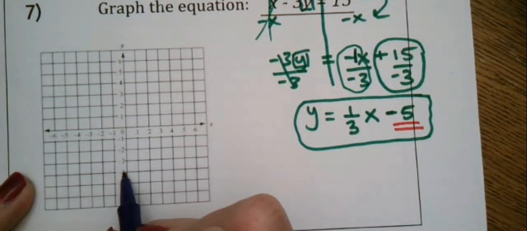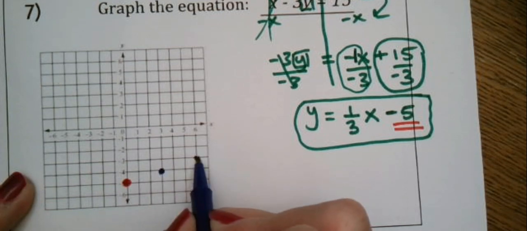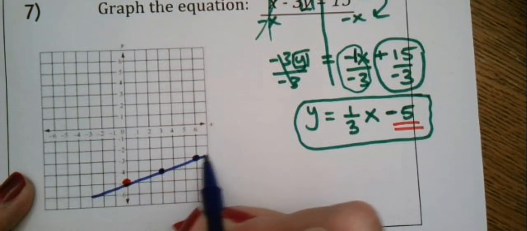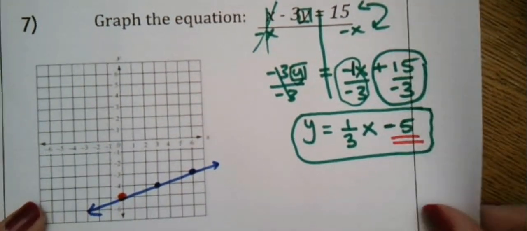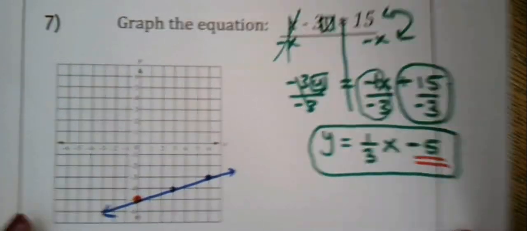Up 1, to the right 3, up 1, to the right 3. And then I can just simply connect the points. And there I've got the line. Okay, pretty simple, pretty fun actually.